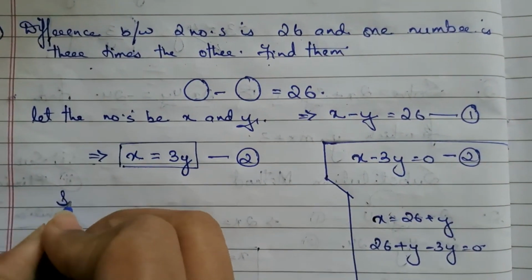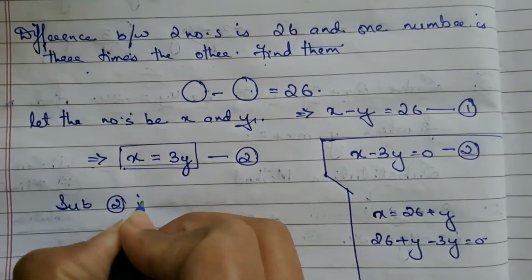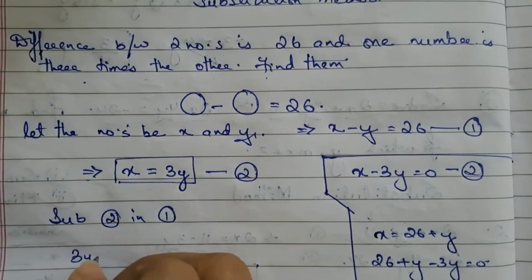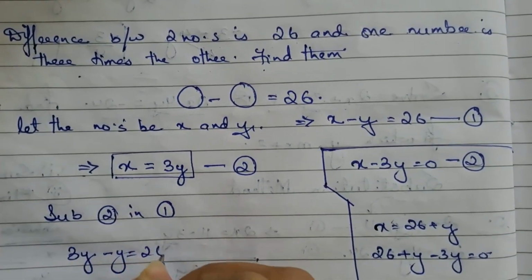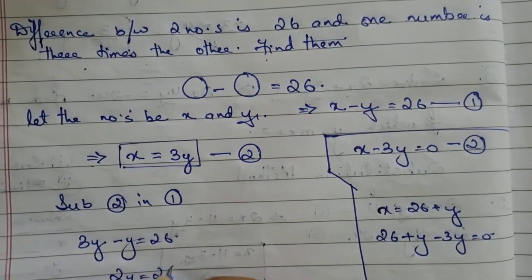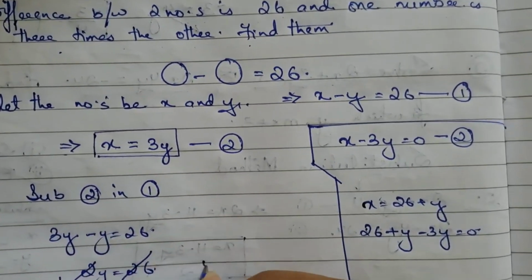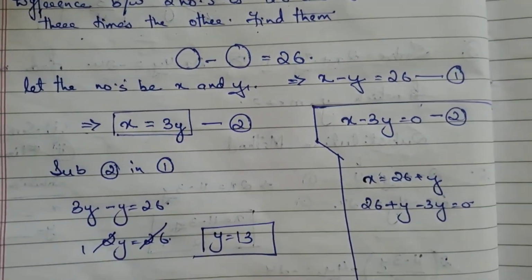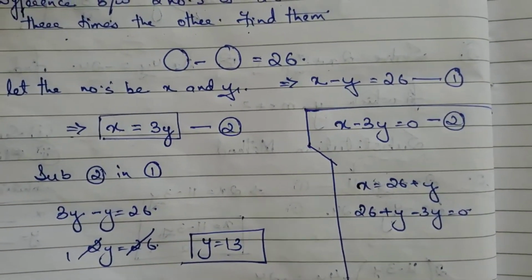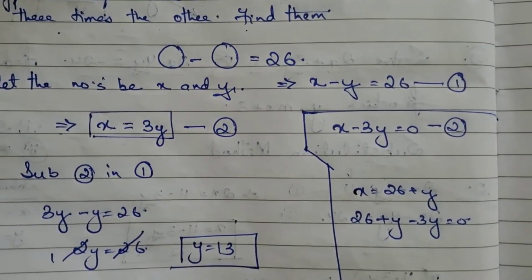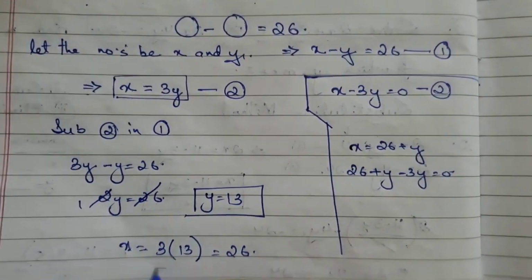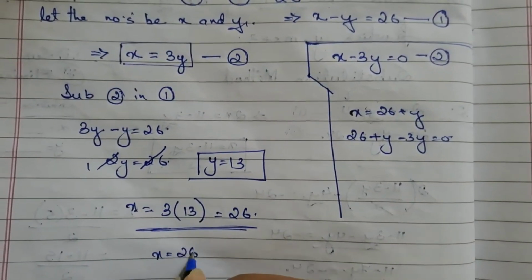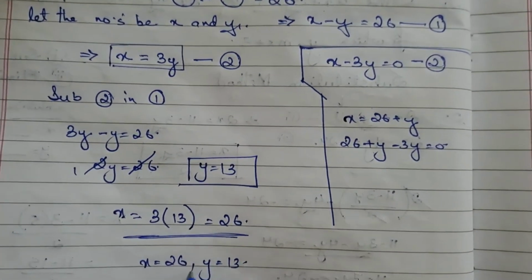This is an exception that I've shown. So I'll write, substituting 2 in 1. Instead of x I can write 3y now. 3y minus y is equal to 26. That becomes 2y is equal to 26. 2 ones are 13 times. So y is equal to 13. Now I'll substitute here. So x is equal to 3 times 13, which is equal to 26. So the solutions are x is equal to 26 and y is equal to 13.